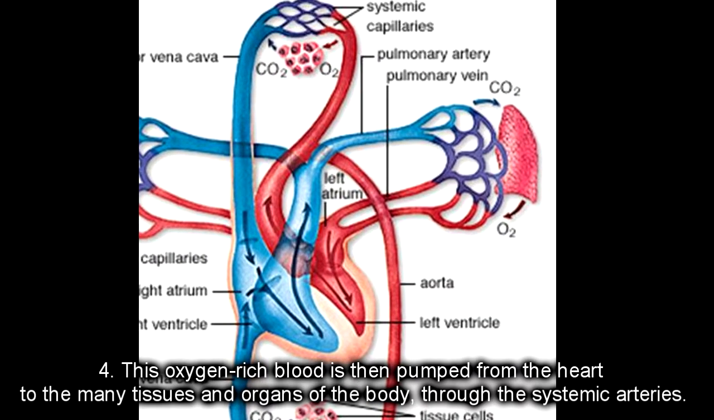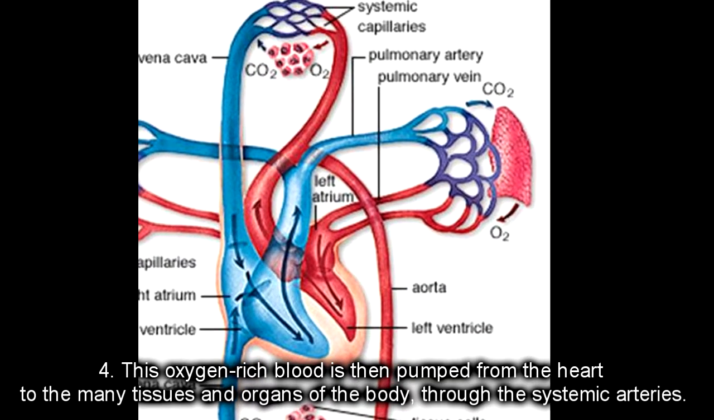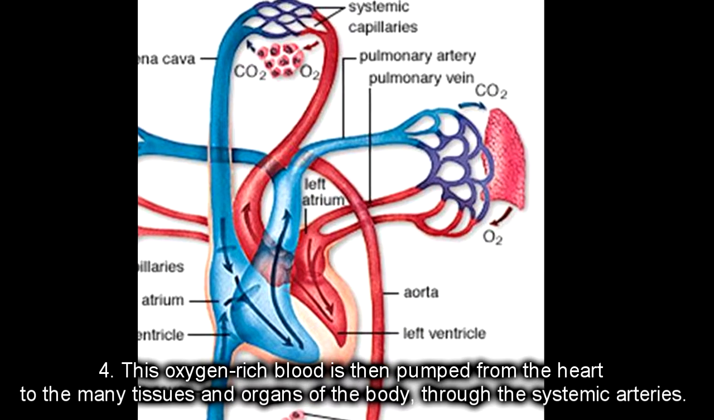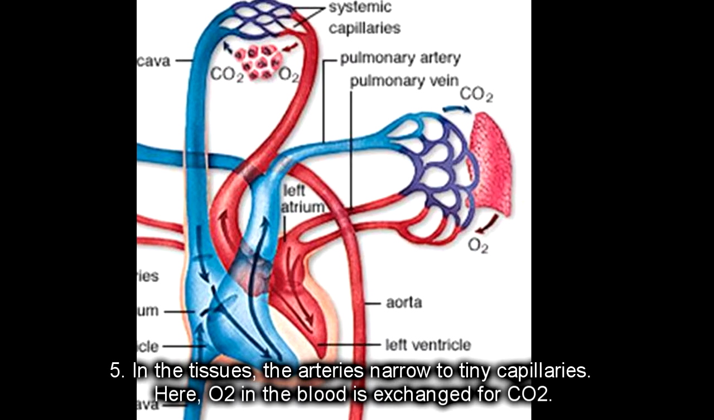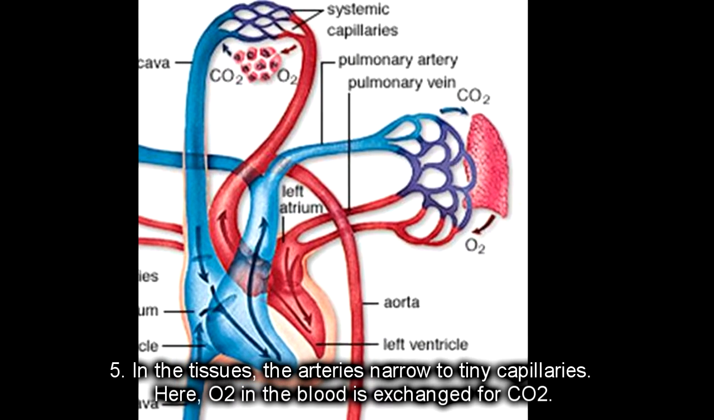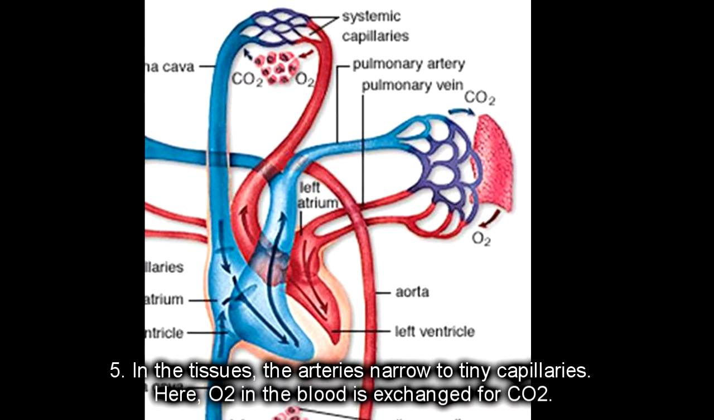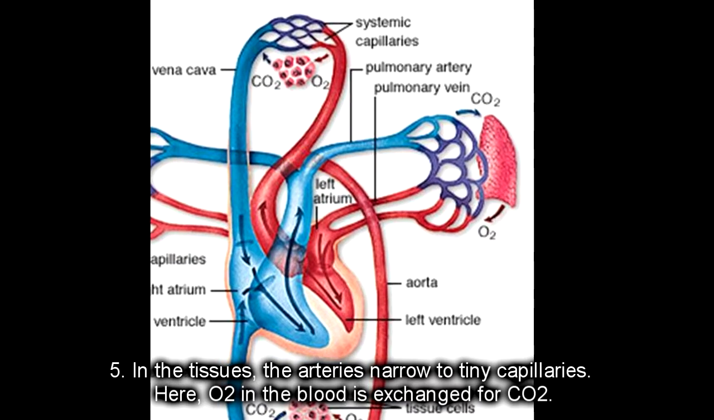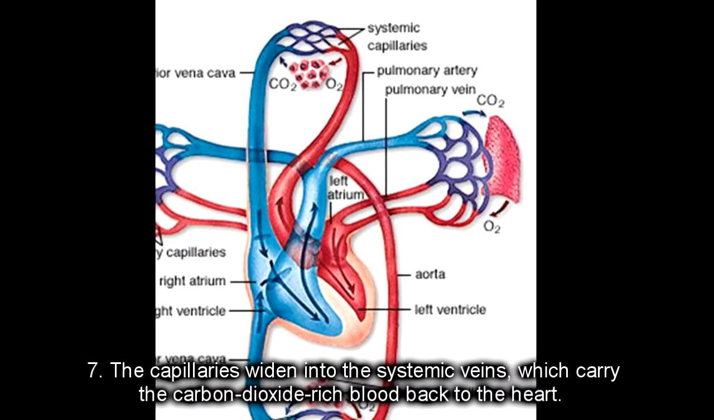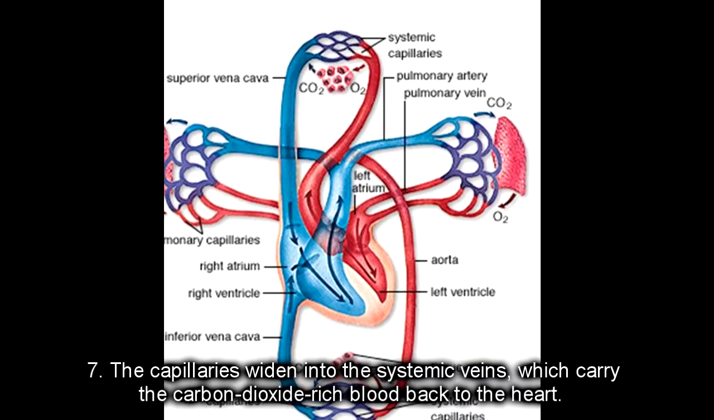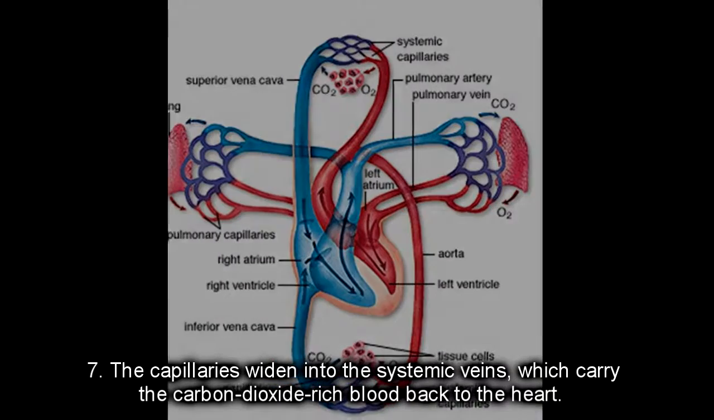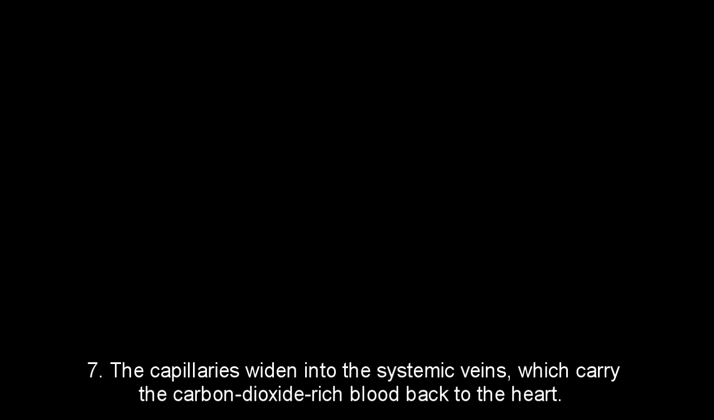After that, this oxygen-rich blood is pumped from the heart to the many tissues and organs of the body through the systemic arteries. In the tissues, the arteries narrow to tiny capillaries. Here, oxygen in the blood is exchanged for carbon dioxide. The capillaries widen into the systemic veins, which carry the carbon dioxide-rich blood back to the heart.